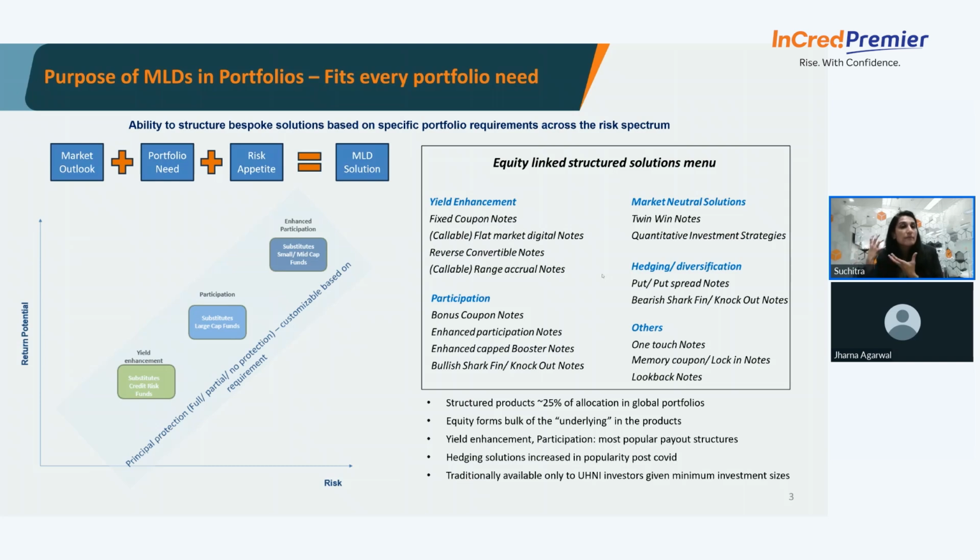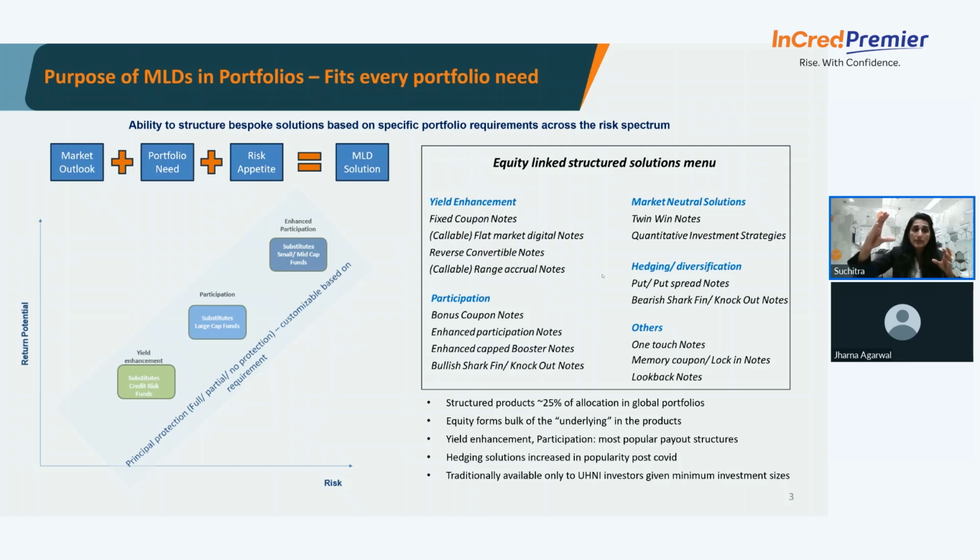For every MLD, we combine these three inputs, and we at InCred can create an MLD solution for you to fit all these three boxes. The diagram on the left nicely shows you the various kinds of portfolio requirements. The first one is yield enhancement, where I would say it would replace the debt part of your portfolio, where the risk is relatively lower, but you do get periodic coupon returns. So we can construct an equity-linked MLD with this kind of payoff profile.